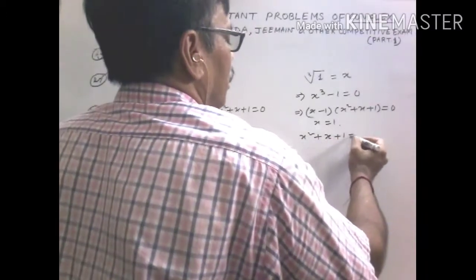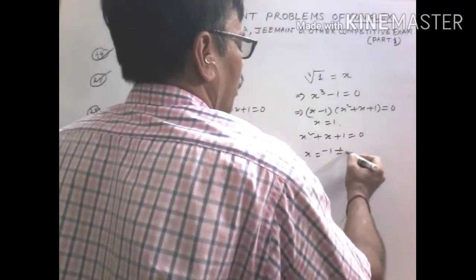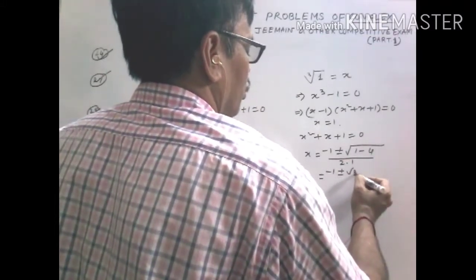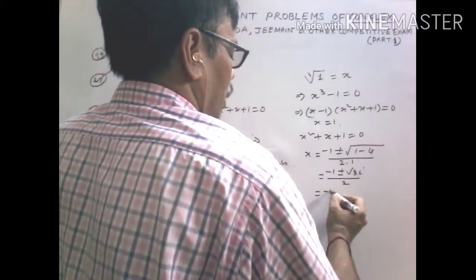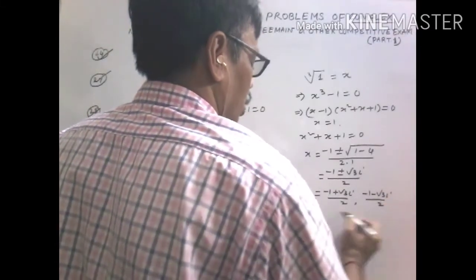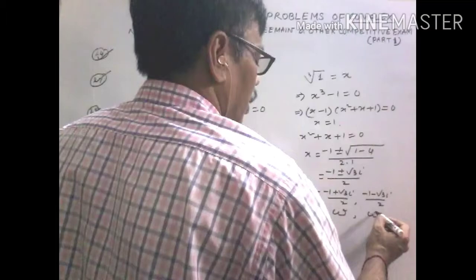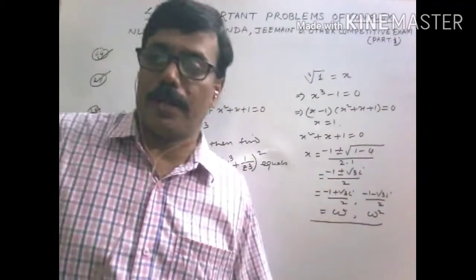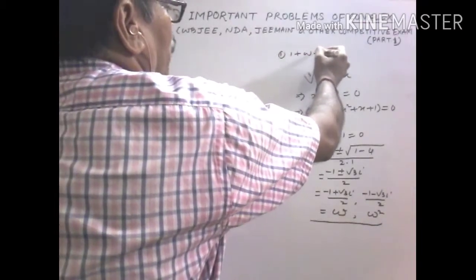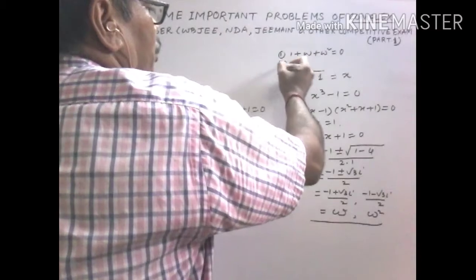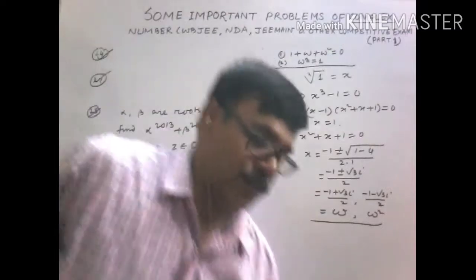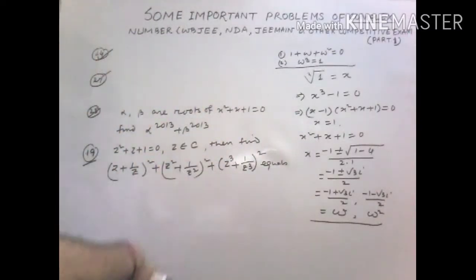And from the second factor we get minus 1 plus or minus root of 1 minus 4, over 2a. So minus 1 plus or minus root 3i by 2. So minus 1 plus root 3i by 2 and minus 1 minus root 3i by 2. If we consider the first as omega, the second is automatically omega square. Now two properties: 1 plus omega plus omega square equals 0, and the product of the imaginary cube roots of 1 is 1. So these are basic problems.